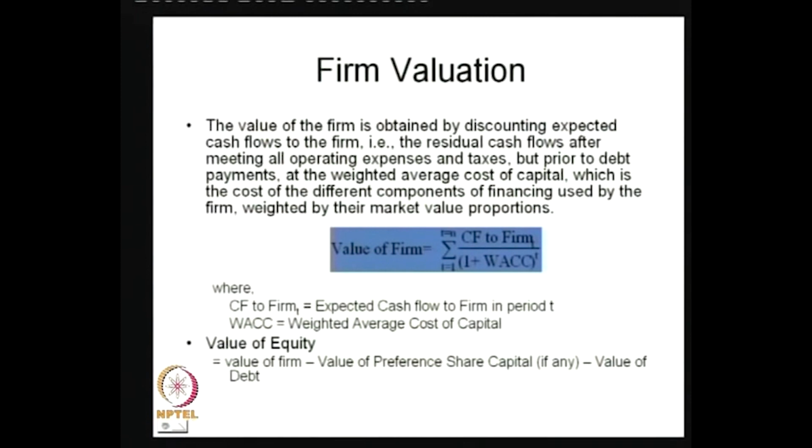So, that is why debt payment is not taken out, and whatever the cash flow to the firm is found out has to be discounted at an overall cost of capital, that is called weighted average cost of capital, because in the numerator you have got the cash flow to the firm.